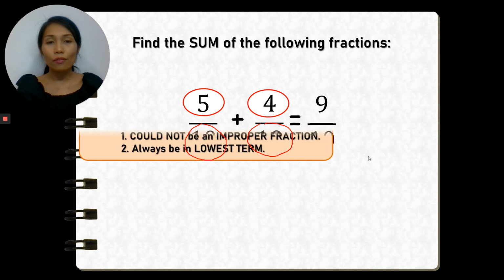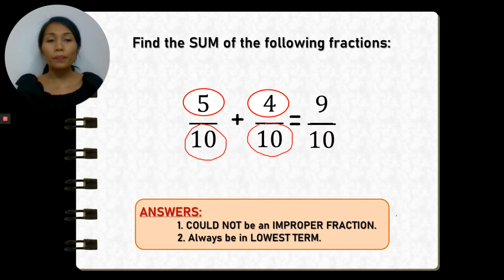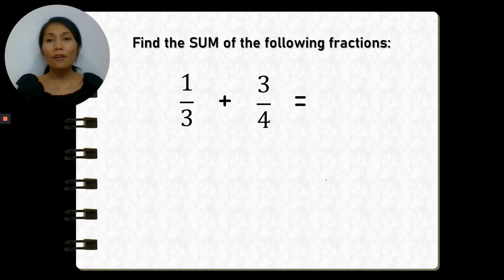Now let's see if our answer is acceptable. It's not an improper fraction, and it's already in lowest term. So that is our final answer. Now let's try finding the sum of the following fractions. Okay, here the fractions, as you can see, their denominators are not the same. So that means they are unlike fractions already.